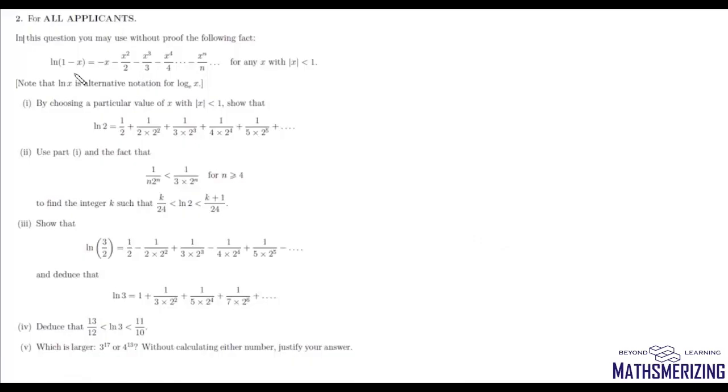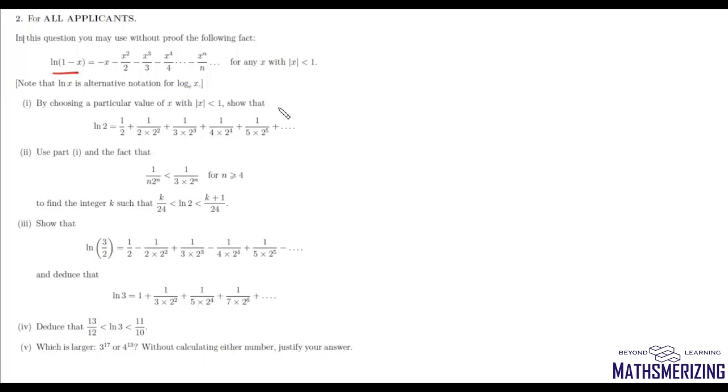Now the second question, we are given the series expansion of log 1 minus x, and it is minus x minus x square by 2 minus x cube by 3, and it goes on up to infinite when mod x is less than 1. The first question is, by choosing a particular value of x with mod x less than 1, show that log 2 is 1 by 2 plus 1 by 2 into 2 square plus 1 by 3 into 2 cube up to infinite.